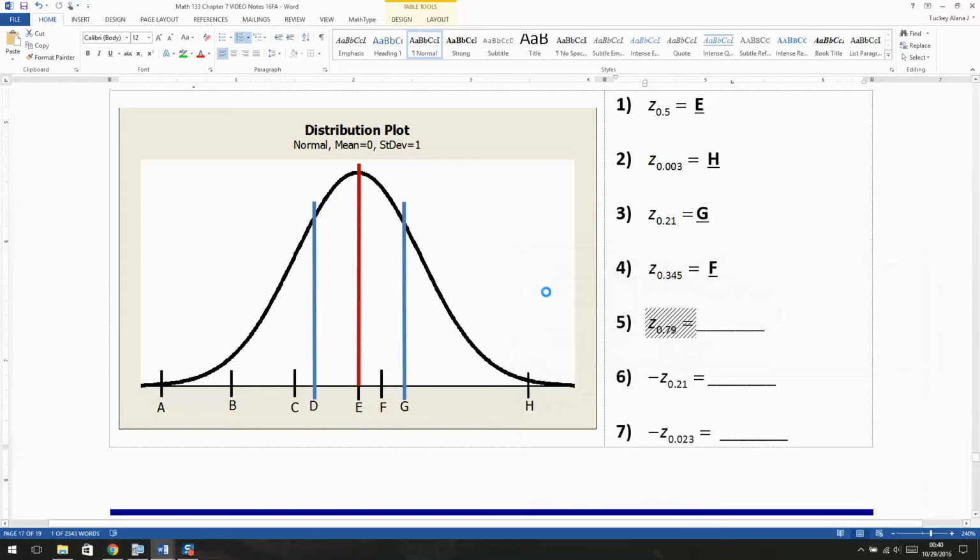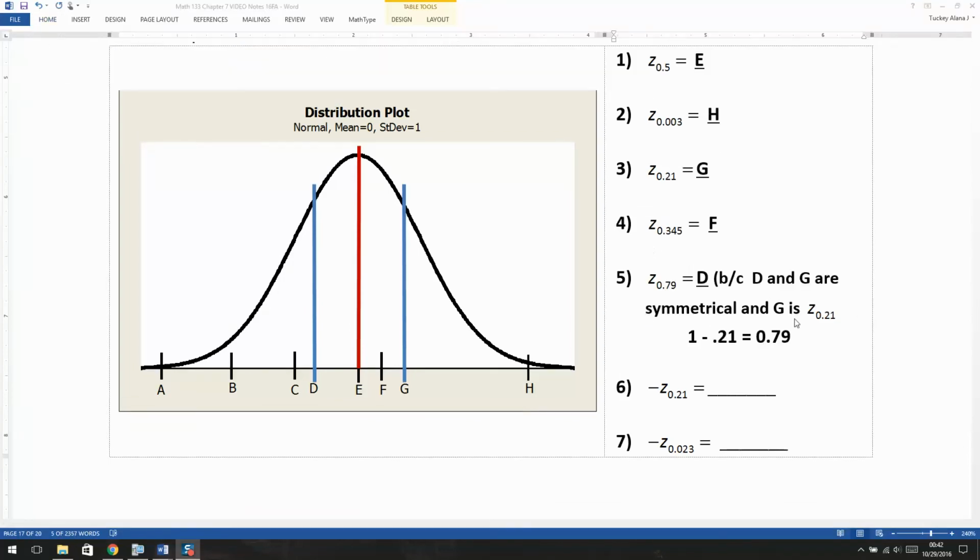This has to be letter D because of symmetry, right? Because D and G are symmetrical on opposite sides of the curve, and G was 0.21. Let me write that down. There we have it. 1 minus 0.21 is 0.79. So when I have the opposite of G, z.21, then z.79 is sort of like its complement, in that the areas are complementary. It's its companion, but on the other side. So this has got to be letter D.